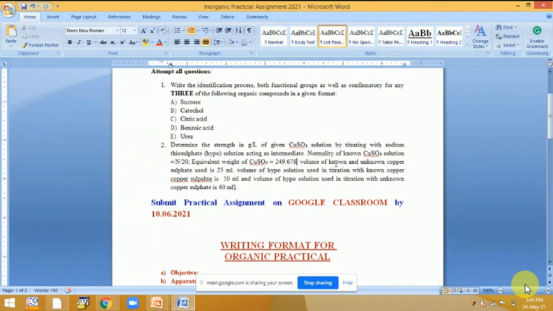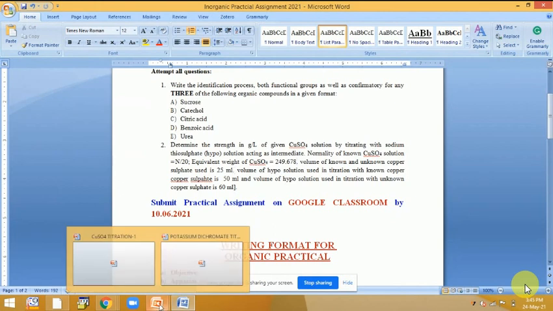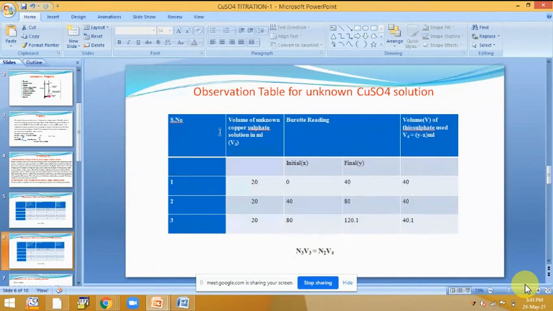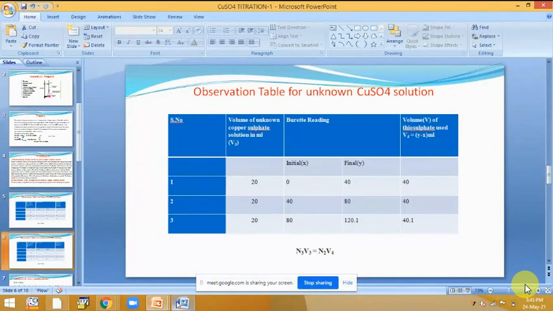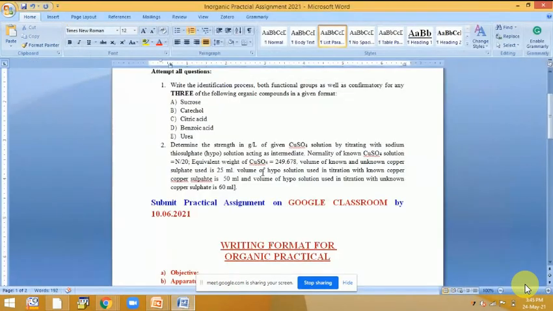Now volume of known and unknown copper sulfate used is 25 ml. That means this one, so that it doesn't confuse. You see, this one is 20. This one is 20. For known as well as this, V1 as well as V3 will be 20. Okay. Now see, the volume for known and unknown copper sulfate, that is V1 as well as V3, will be 25 ml.